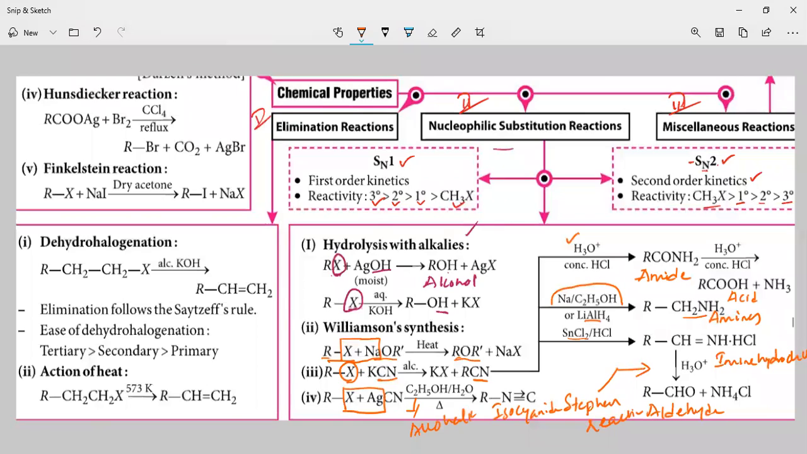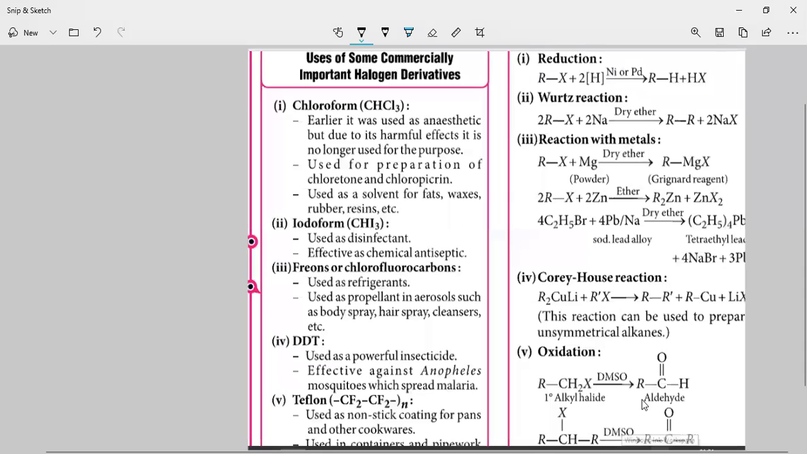Next, let us go for the third type of reactions that we are calling miscellaneous reactions. Let us go for the third type of reaction shown by alkyl halides. This is the miscellaneous reactions which is shown by the alkyl halides.